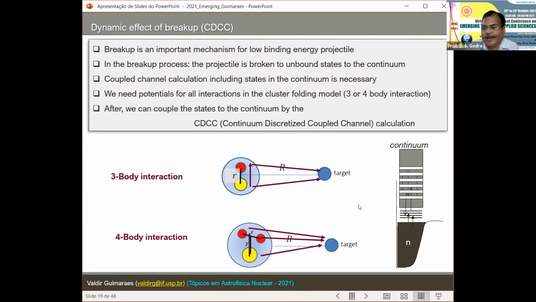Just one more query I had, that was regarding the 12 carbon, which can be considered as a cluster of 3 alphas. A carbon 10?